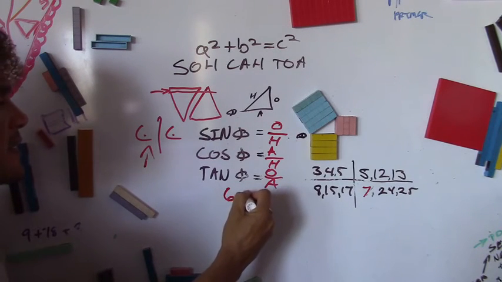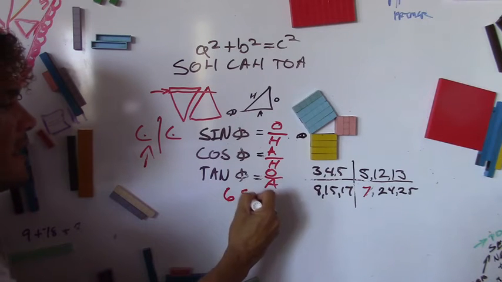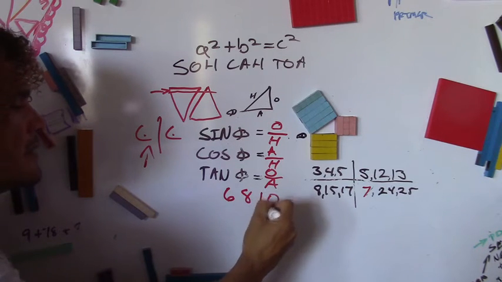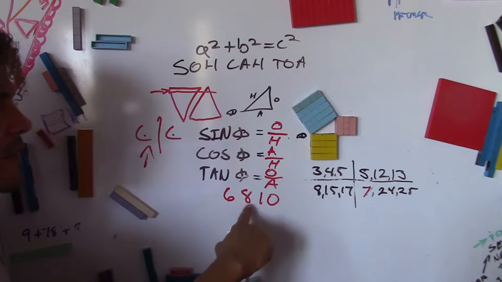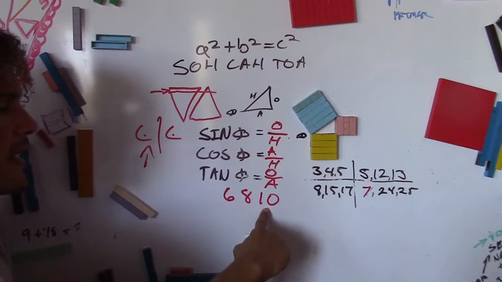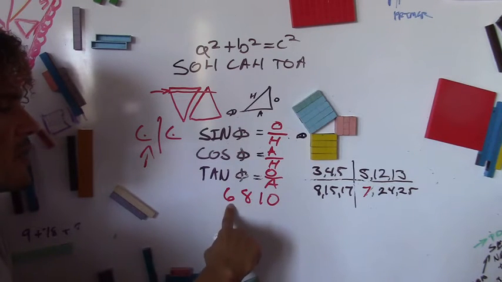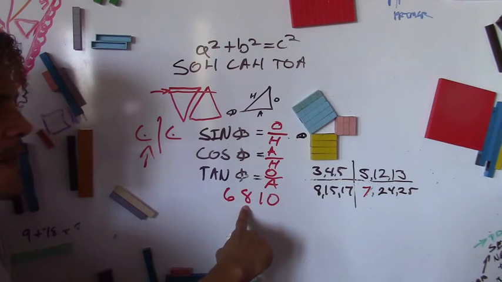Alright, 6, 8, and 10. Square that one. What do I get? 36. What do I get? 64. What do I get? 100. Okay, so what's 36 plus 64? 100. Good job. Right?